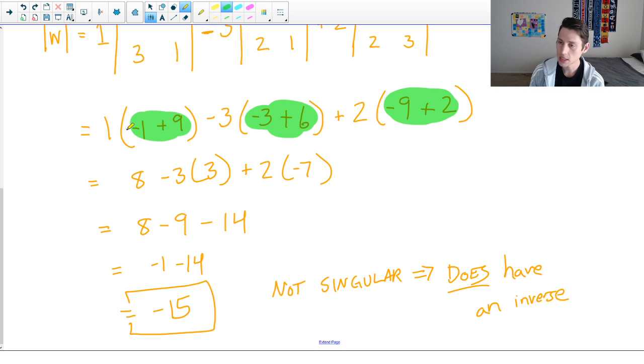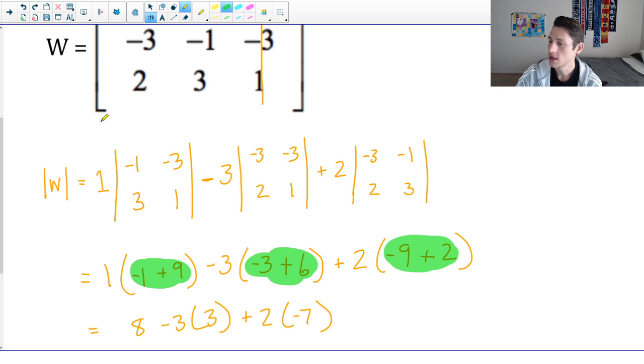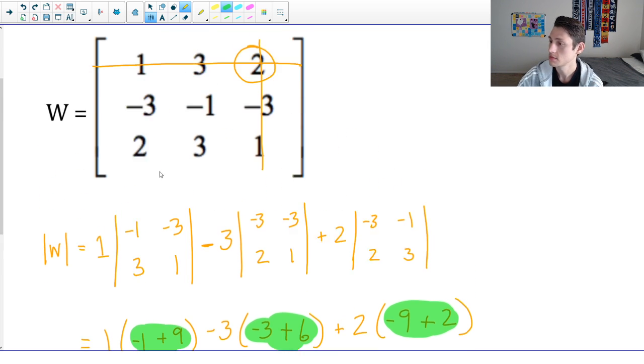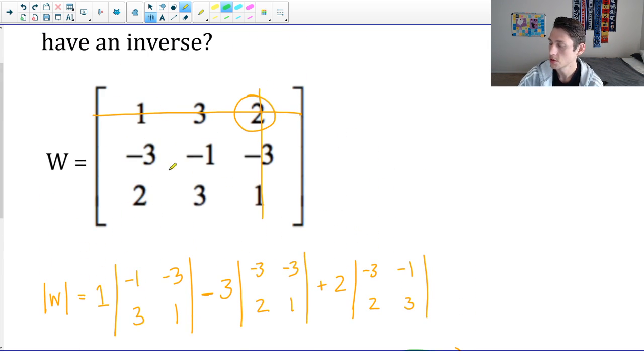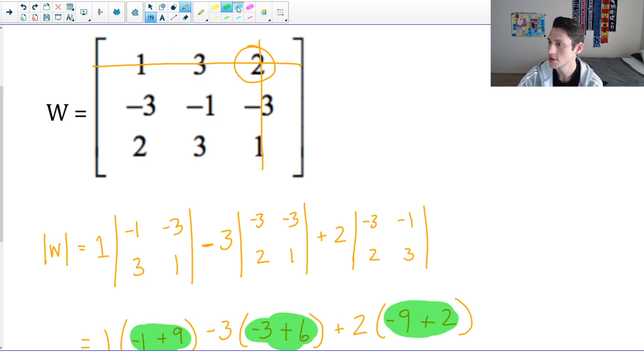Okay, but I hope you can see the pattern. I hope that makes sense of how we go about creating this by looking at the number, crossing out the row and the column, and then just remembering this middle one is a minus sign between the terms.